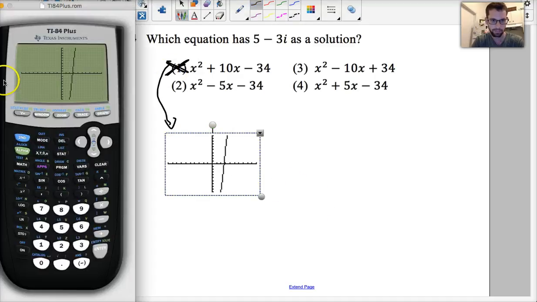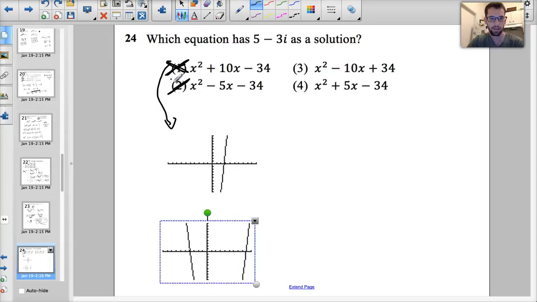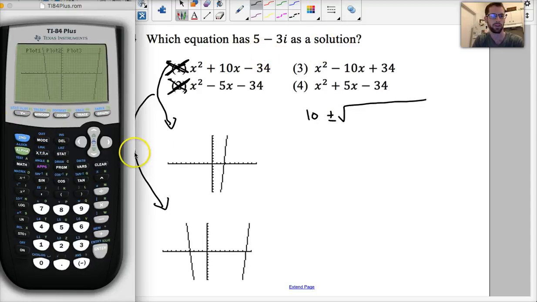So that is out. Next up, x squared minus 5x minus 34. Ha. And this one also has two roots that I can see, so that one is also out because it's got roots. Now I'm down to these next two. I don't know which one is right, so I'm going to go ahead and actually solve. I'm going to use the quadratic formula. So I'll take the first one, and I will do the opposite of b plus or minus the square root of, oh, I actually didn't even check to see if it has roots or not. I should show you guys that.